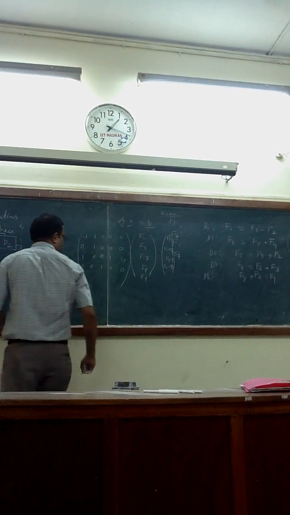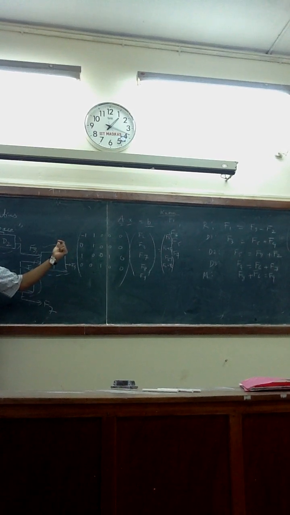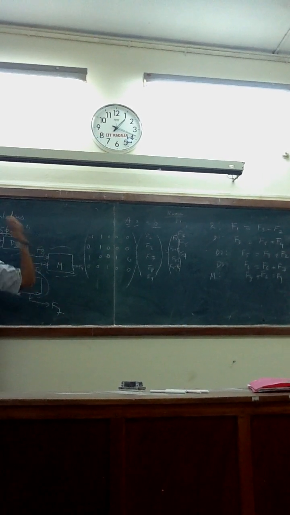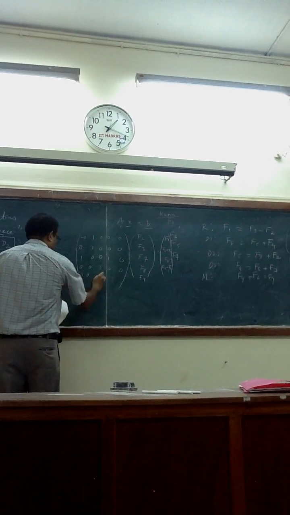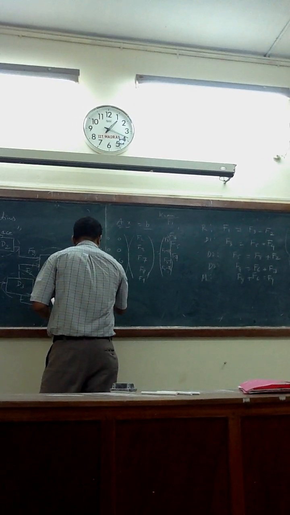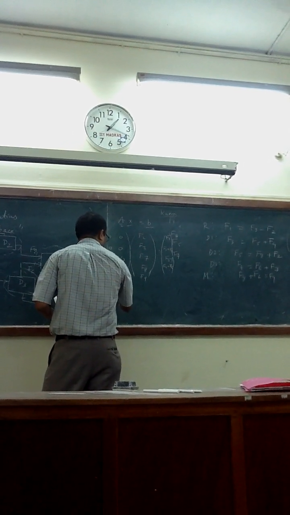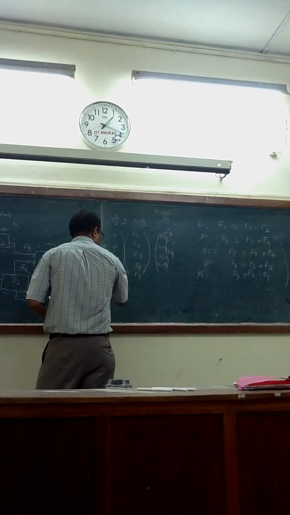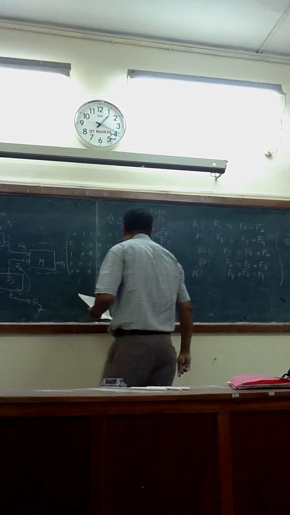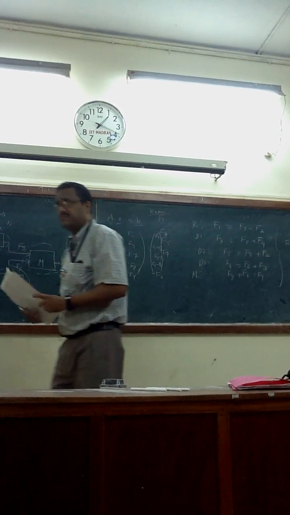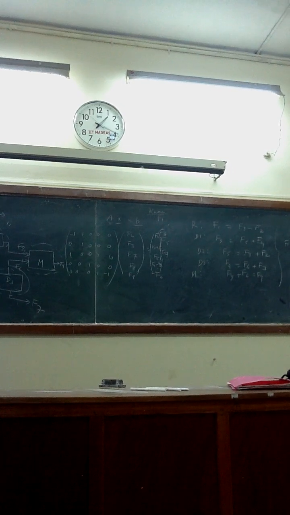Last equation. Everything is correct so far, please cross check. Last equation: 0, 0, 0. Minus 1 or plus 1? 1. Minus 1. F8 minus, yes, minus F6, correct. All of you are agreeing with this construction?